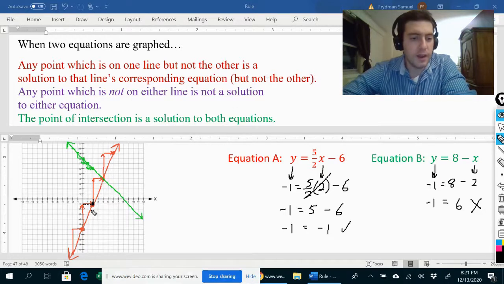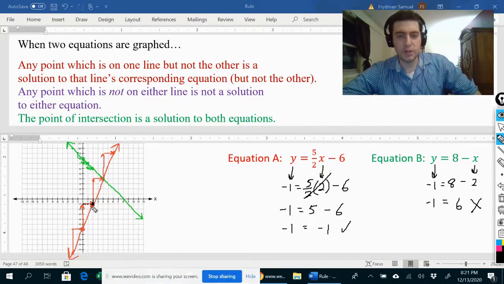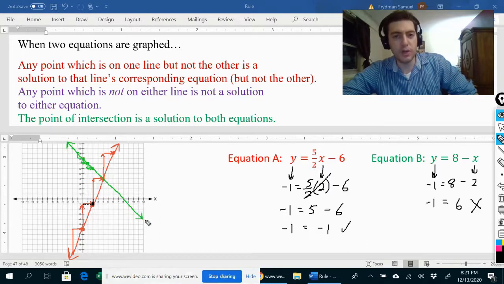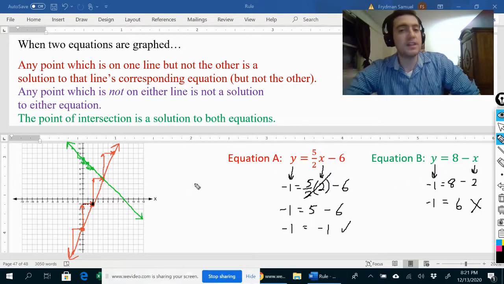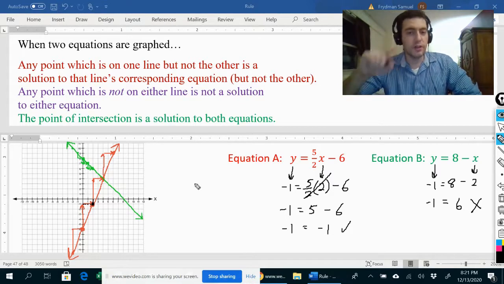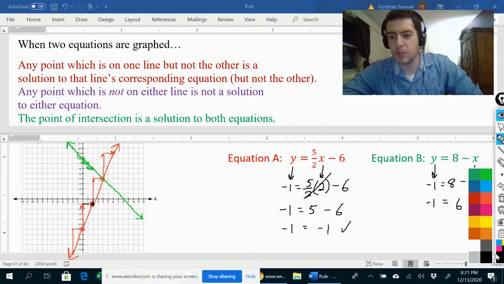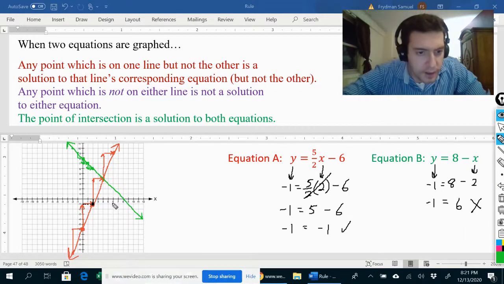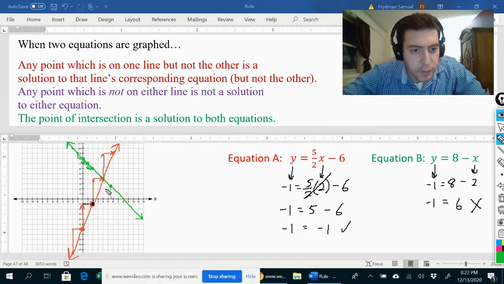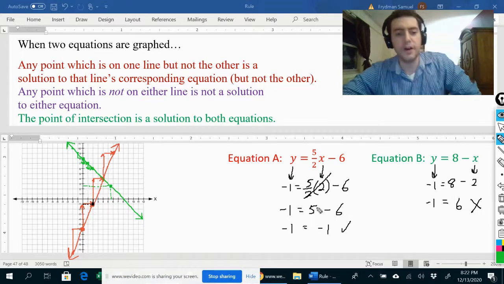And by the way, this is not the only point which is a solution to this equation. Any point on this line is a solution to equation A. Any point on the green line is a solution to equation B. And that does not only include the whole number points. So for example, if I wanted to look at equation B, then this would also be a point on equation B. I could use some decimal values. So this would be 5.5 for x, and it would be 2.5 for y.